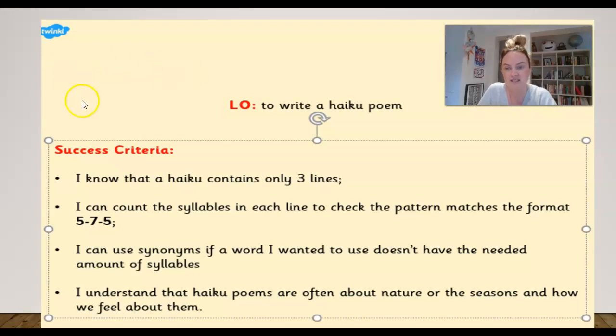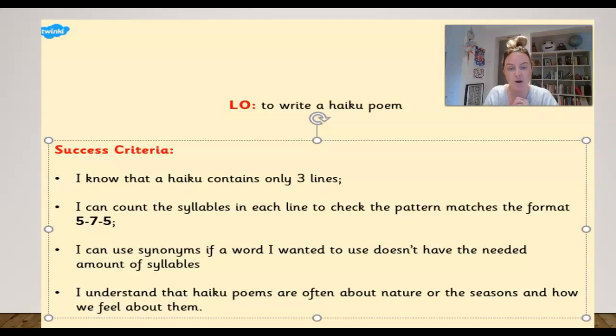So you will know you've been successful at doing that today if you can do all of these things. I know that a haiku poem contains 3 lines. I can count the syllables in each line to check the pattern matches the format of 5-7-5. Remember, the first line has 5 syllables, the second line has 7 syllables, and the third line has 5 syllables. You guys have done a really good job at counting your syllables so far in your planning, so well done. I can use synonyms if a word I wanted to use doesn't have the needed amount of syllables.